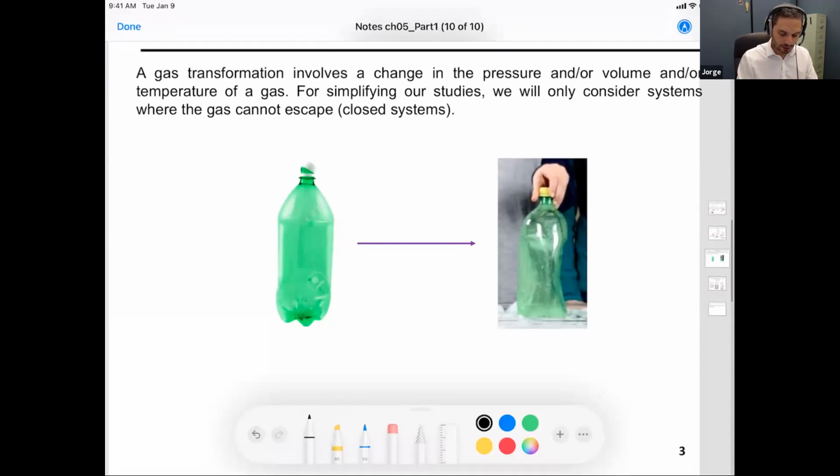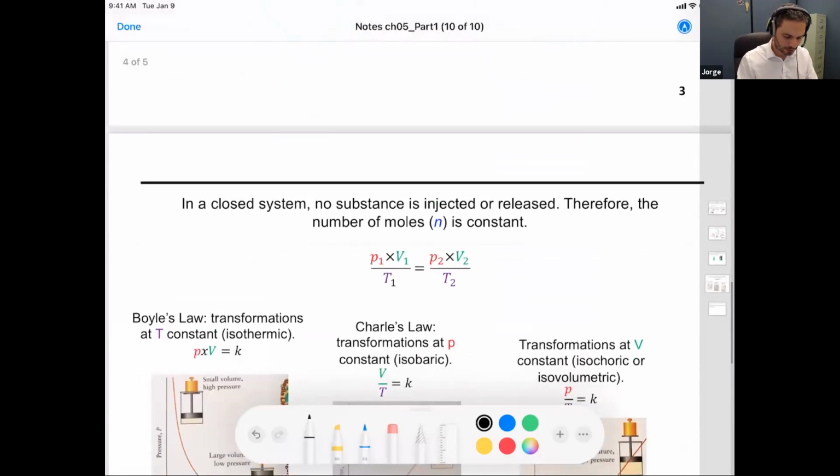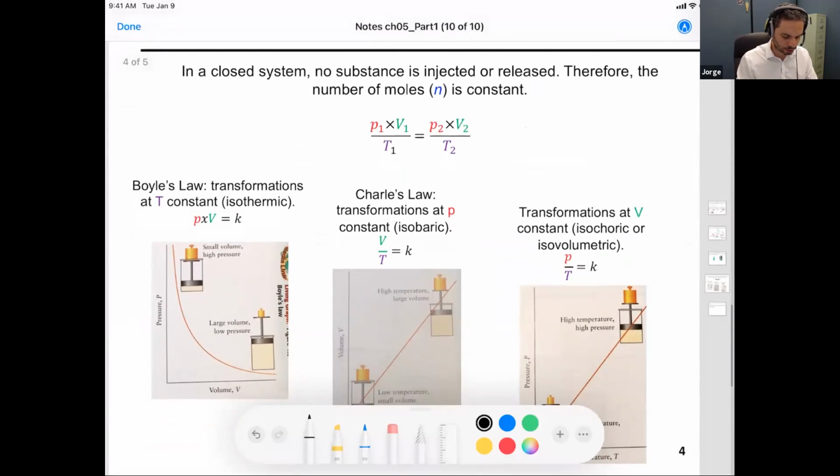Okay, I think that's a good point for us to stop for today. Next week, we will talk more specifically about three different types of transformations in gases.